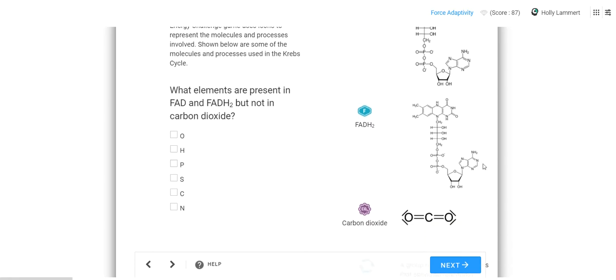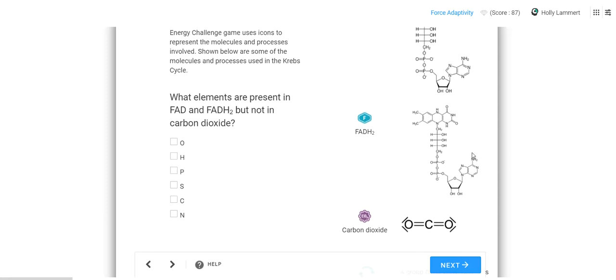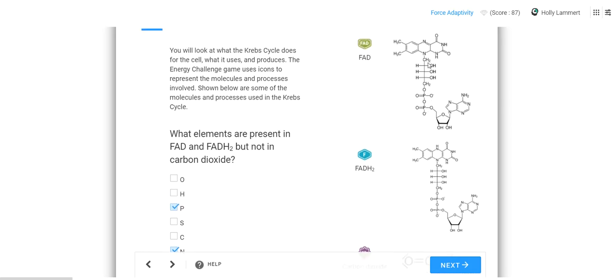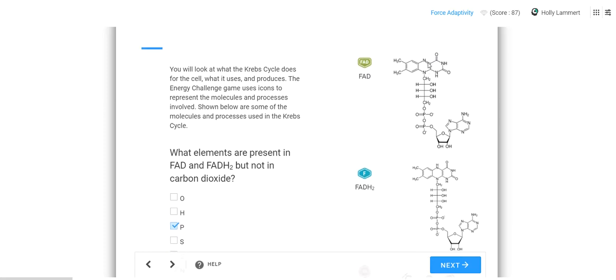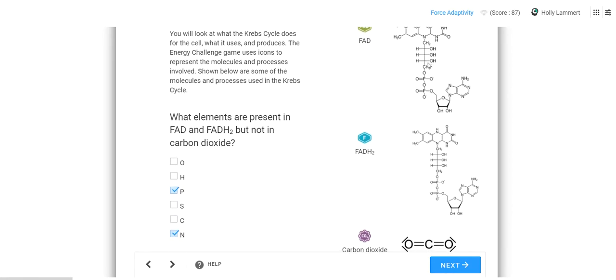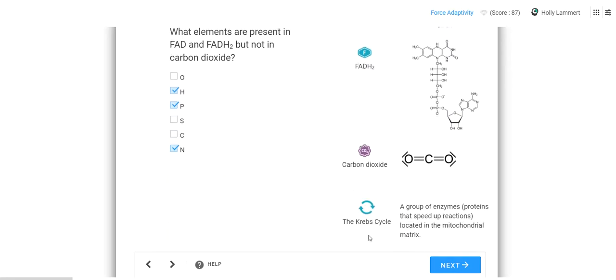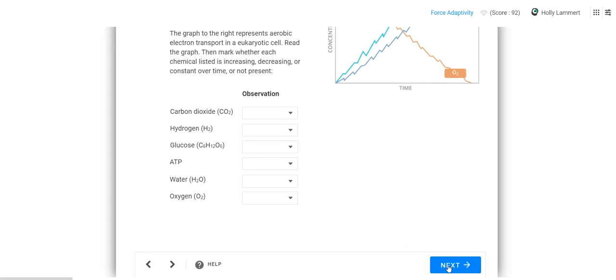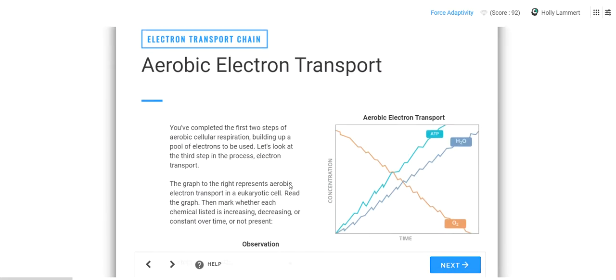All right, which elements? I see an N. I see a P. And do you see an S? I see no S. And then, of course, carbon dioxide does not have hydrogen either, but the other ones do. Correct? Cool.